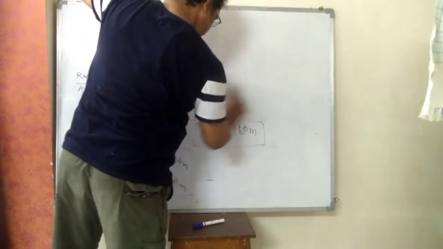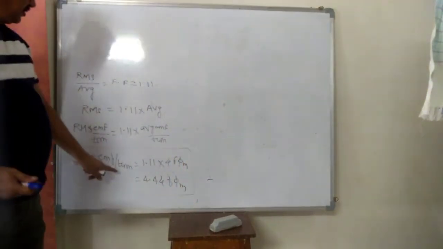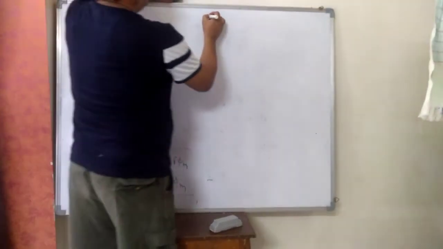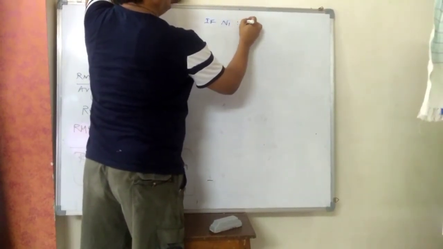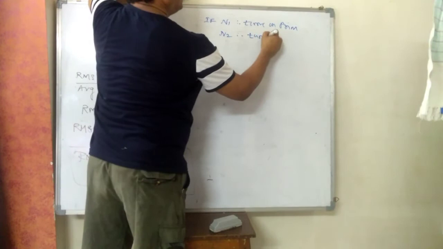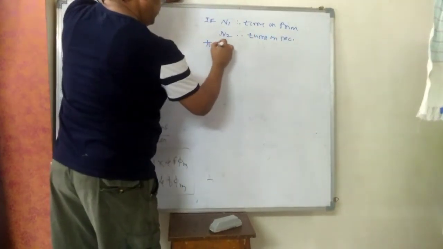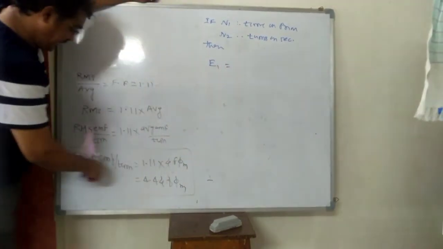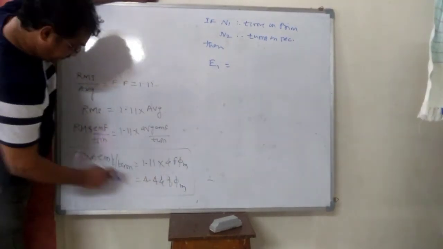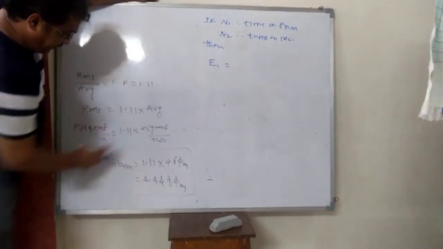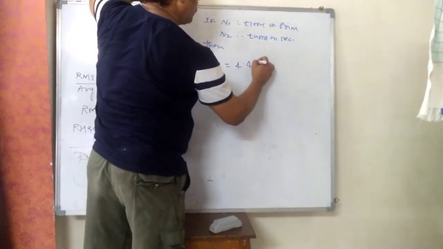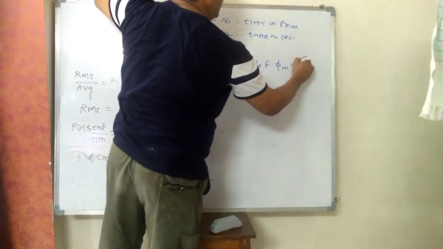Now, if we want to write this equation for primary, then number of turns on primary is N1 and N2 turns on secondary. E1 is RMS EMF per turn. I am reviewing, number of turns are N1, so I will multiply this by N1. For EMF on primary, E1, I am multiplying this equation by N1, then it will be 4.44 f phi m N1.